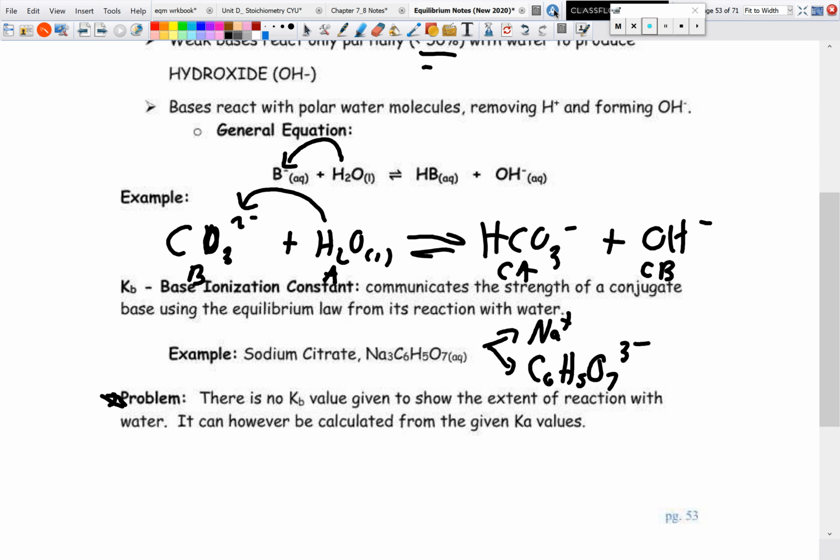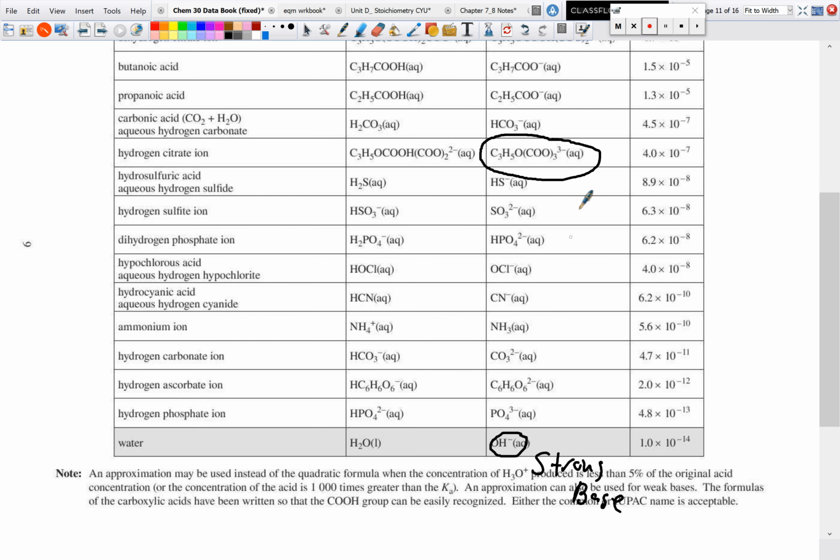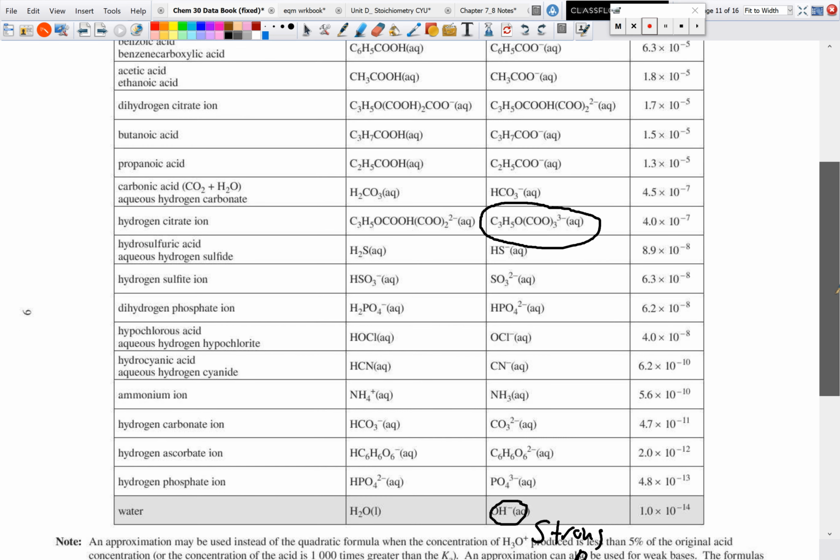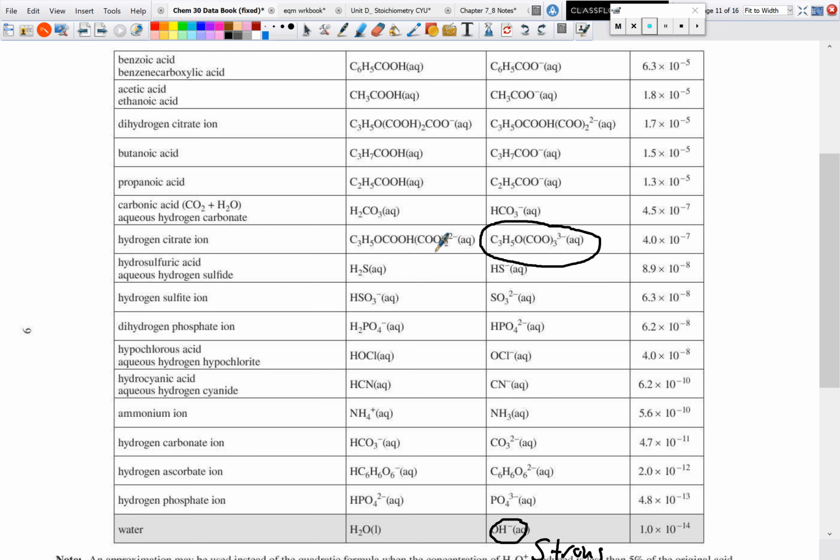Which, if we look in our data booklet, citrate ion is right here. Now we will notice, this comes from the hydrogen citrate losing its last acidic hydrogen, this right here, and forming this right here. You'll notice this is on the base section. This will act as a base and only a base. These hydrogens here are not acidic. The carboxylic acid functional group right here has no more hydrogens, so the acid functional group has no more acidic hydrogens. So it can only act as a base.